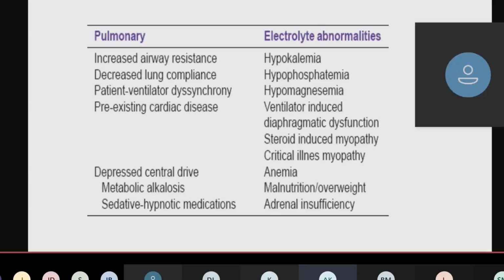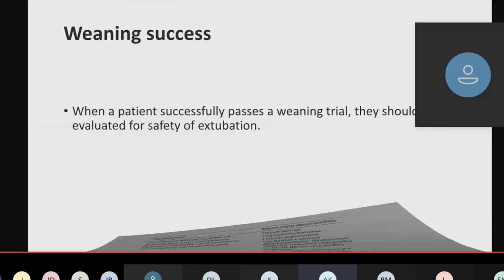And pre-existing cardiac disease, like heart failure: whenever you try to wean these patients, they will suddenly go into pulmonary edema. Central causes include decreased central drive, and other causes include severe metabolic alkalosis and high sedatives. And electrolytes, of course, are very important. All your trace elements, potassium, phosphate, magnesium are very important, so every day you will have to look into these numbers and ideally correct them. And in the ICU we use steroids, which can cause severe myopathy, and the patient's muscle power might be very poor, and he might not be able to adequately trigger the ventilator. And malnutrition, of course, and overweight. These are all some of the causes for weaning failure.